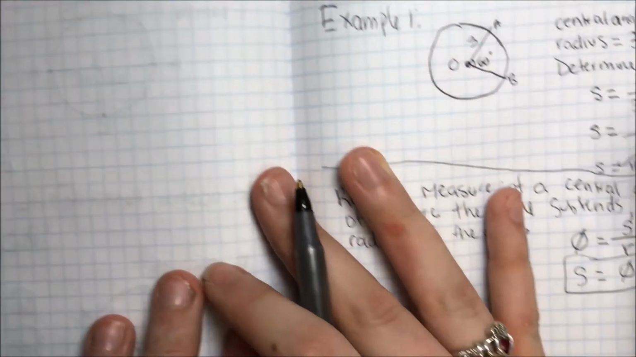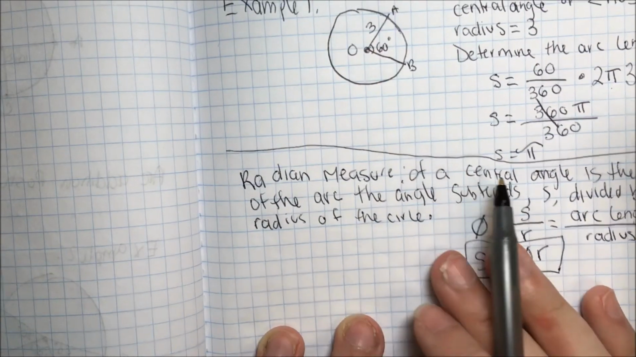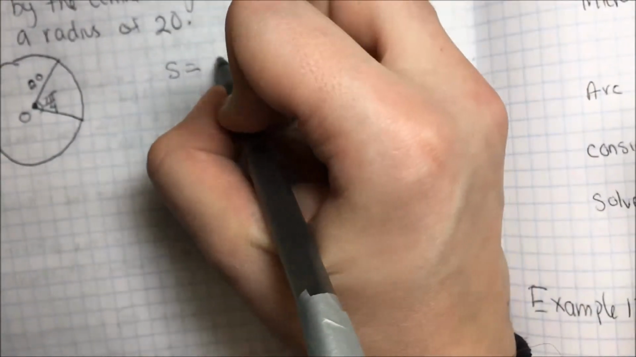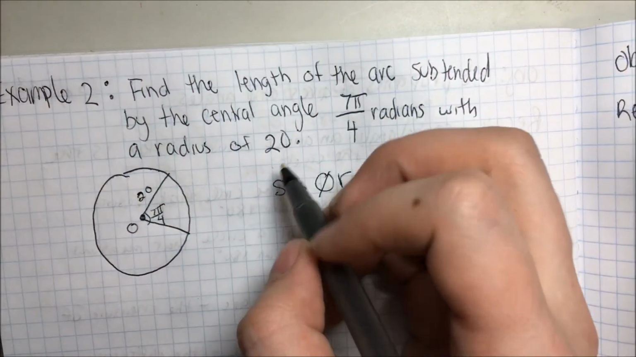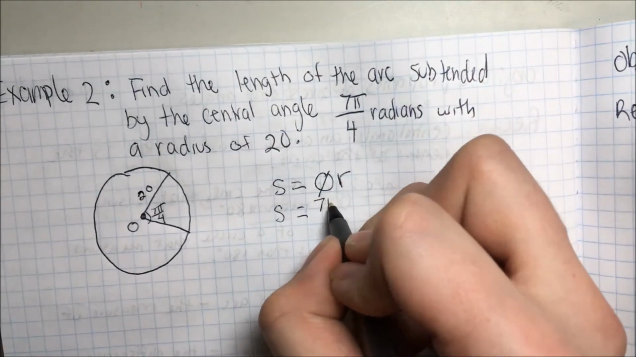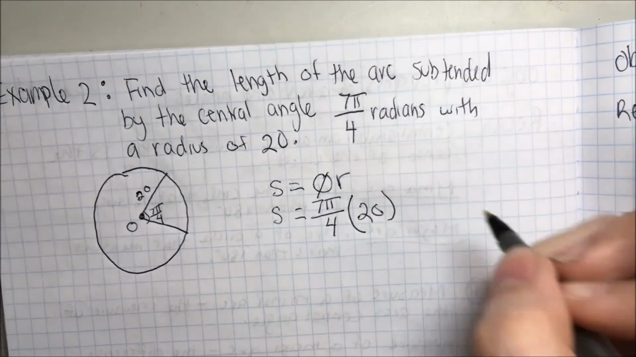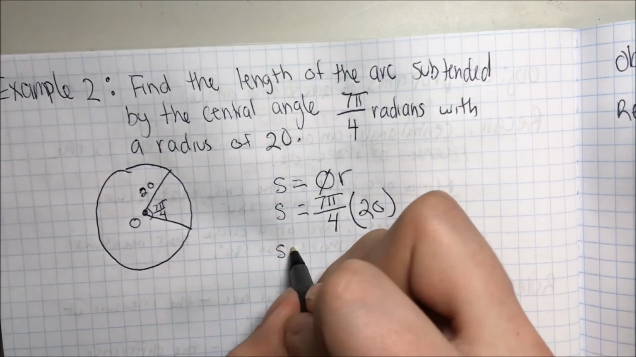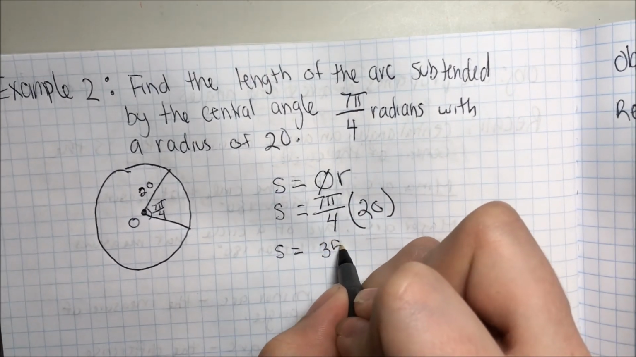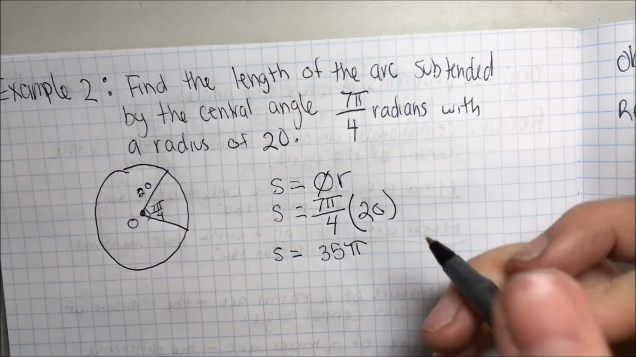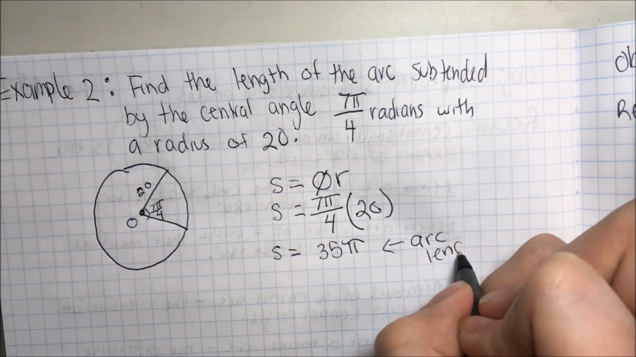So if we use that equation that we created down here, so we want to find the arc length, we can use S is equal to our central angle times our radius. So arc length equals 7 pi over 4 times our radius, which we said was 20. So when we multiply these together, we're going to leave this in pi, so we have 35 pi. So this would be the arc length.